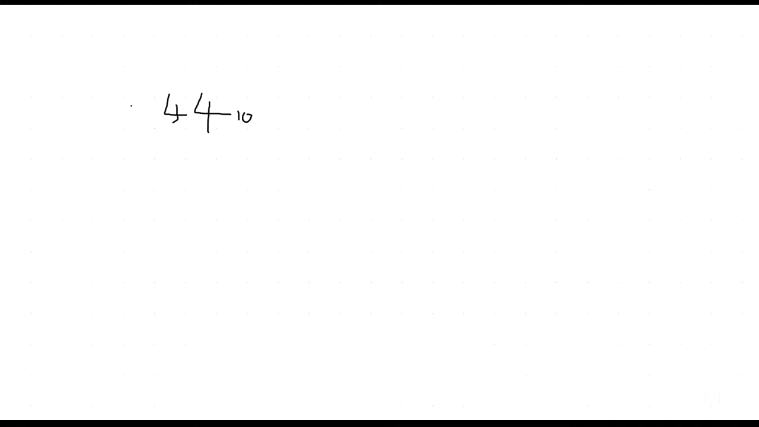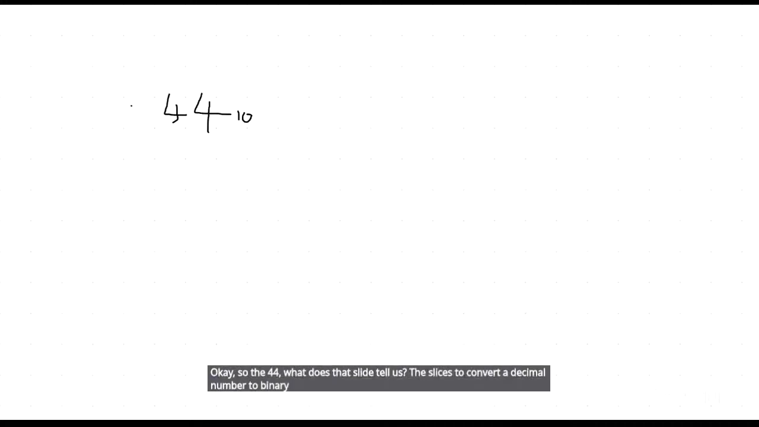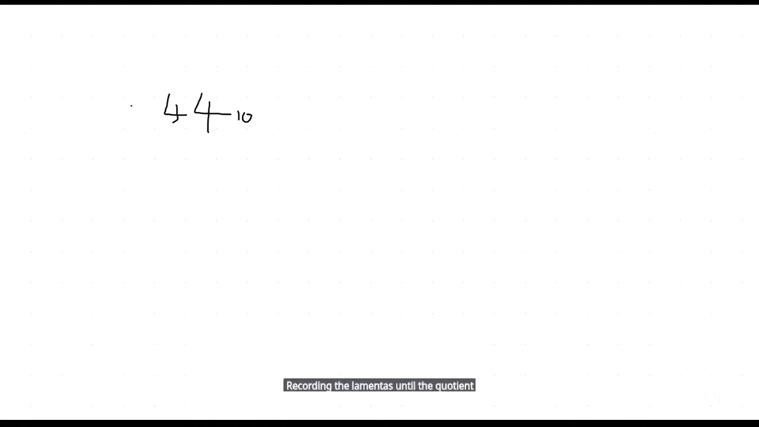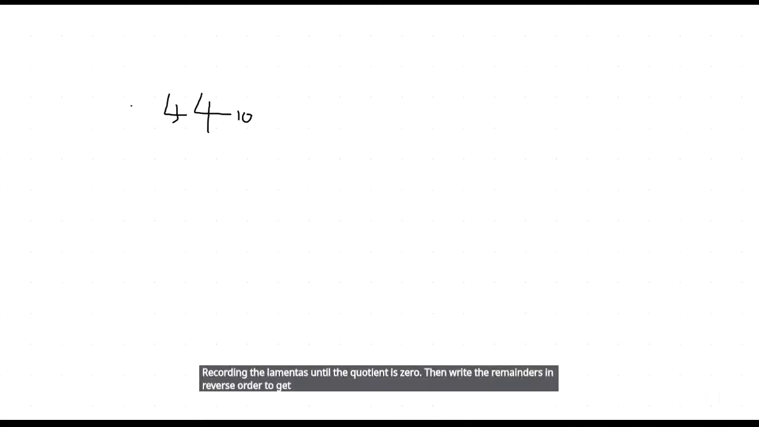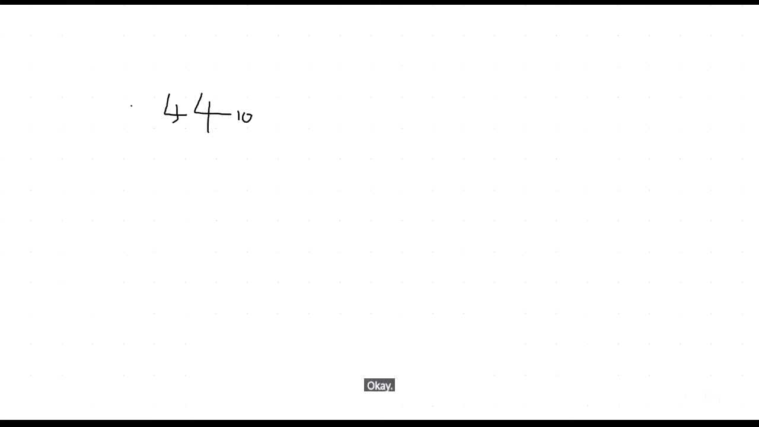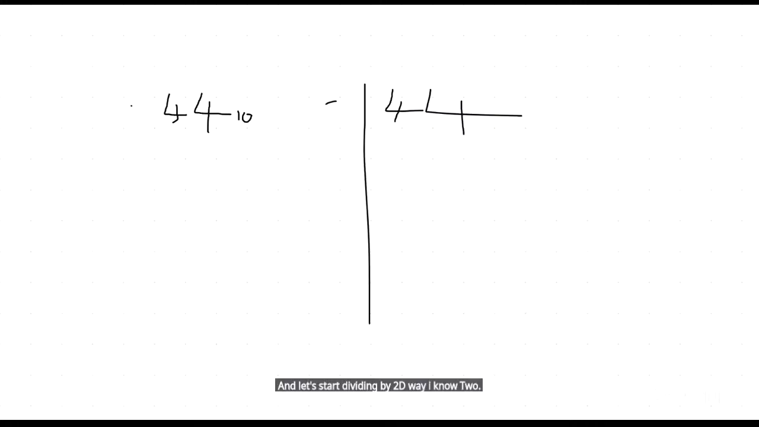So the 44, what does that slide tell us? The slide says to convert a decimal number to a binary number, you can divide the decimal by 2 repeatedly, recording the remainders until the quotient is 0. Then write the remainders in reverse order to get the binary number. So let's divide 44 by 2. Let me write 44 again here and start dividing by 2 the way I know. Let me cross it this way. 44 divided by 2 is 22.